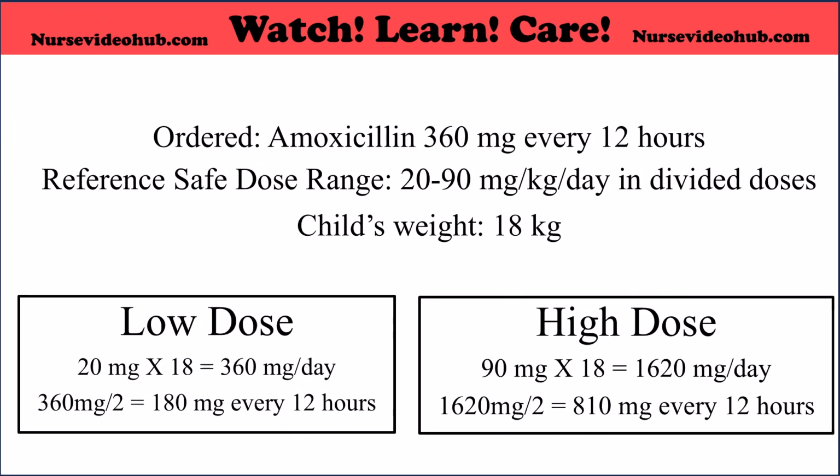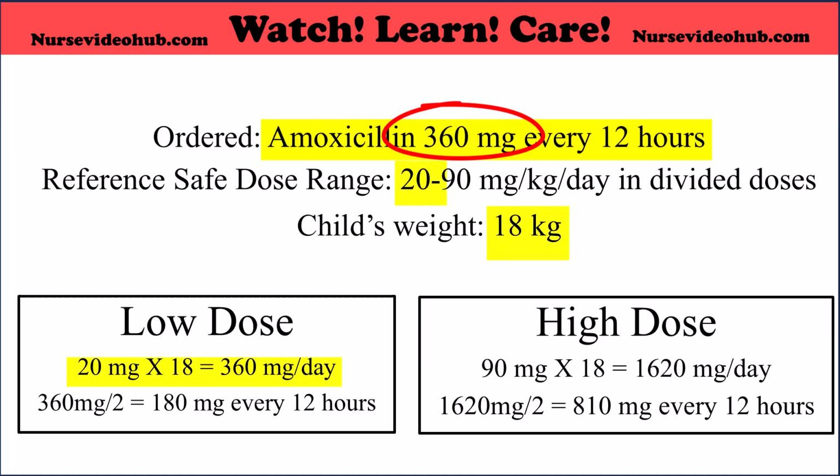Now you must determine if this dose is within the safe range, considering both the low and high limits. The low dose range is 20 milligrams times 18 kilograms divided by 2. Twice a day would be every 12 hours. The low dose is 180 milligrams every 12 hours. The patient's dose is 360 milligrams, which is above the low dose, so that is good.